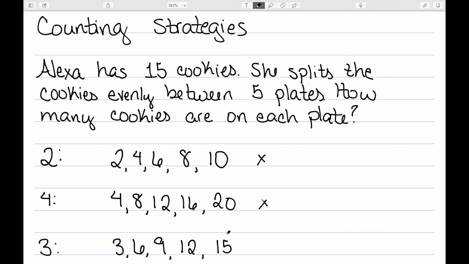So I counted 5 times. We have 1, 2, 3, 4, 5 to represent our 5 plates, and counting by 3s worked. So our answer would be 3.